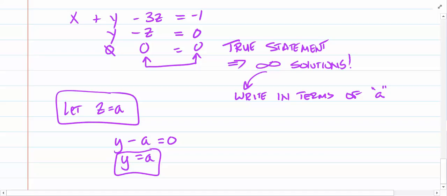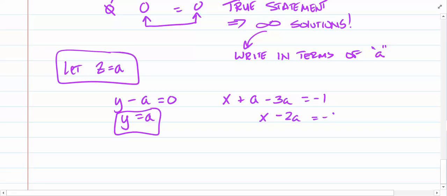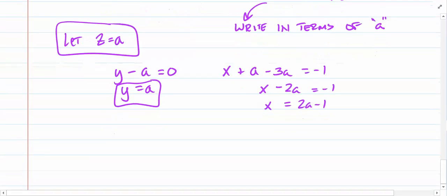So using back substitution again into the first row, I get this: x plus a minus 3a equals -1. Well, that means that x minus 2a equals -1, so x must be 2a minus 1.